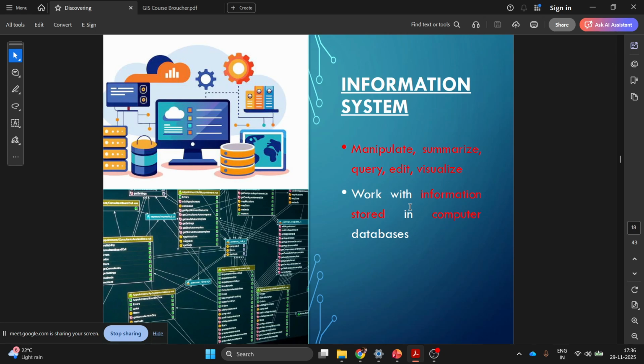That is also possible. Using other tools I can also edit these values, and I will be able to visualize it in the form of a graph or anything else. So that is what an information system stands for. Your data sets are stored in such a way that they can be manipulated, summarized, queried, edited, and visualized. Other people using this will also be able to access this data. So it works with information stored in a computer database, right?